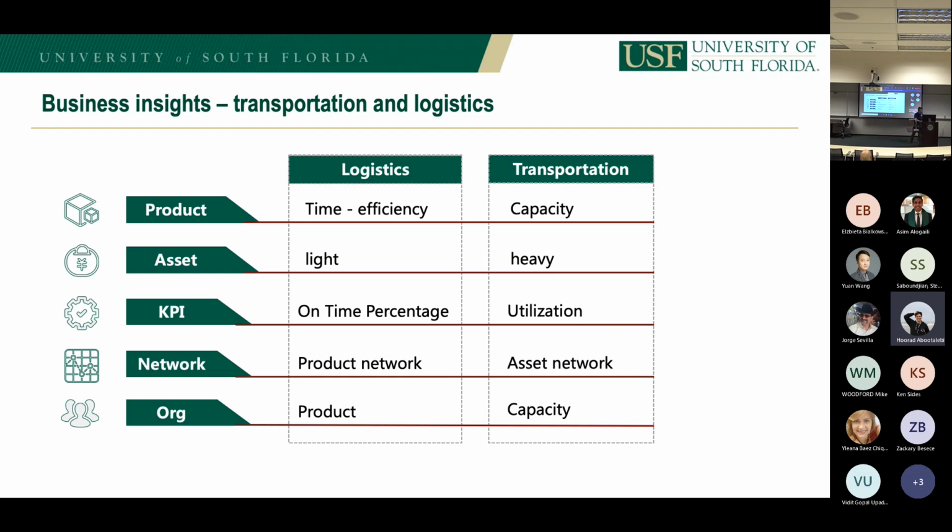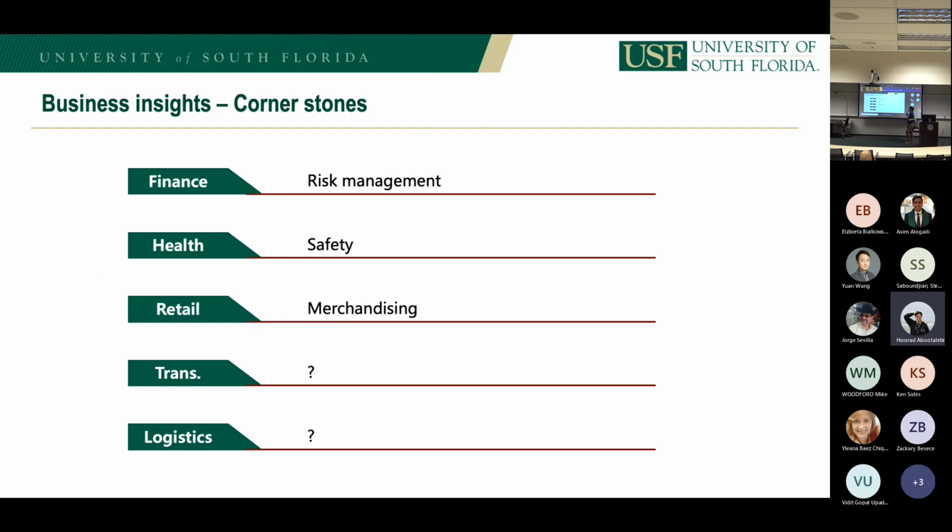It's quite interesting. And looking back, what's the cornerstone for transportation? Definitely the capacity utilization, because they are selling capacity. And what's the cornerstone for logistics? Time efficiency. If you operate a logistics company and you don't have any time efficiency promise, you're going to die. But if you run a transportation company and you don't have a time efficiency promise, I think it's okay, as long as you have better capacity utilization.